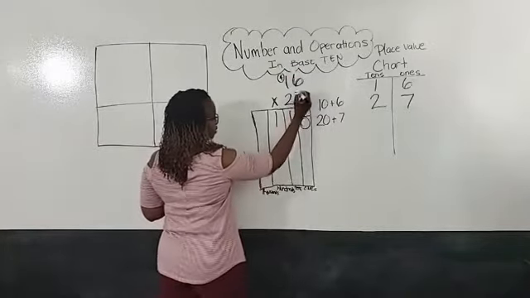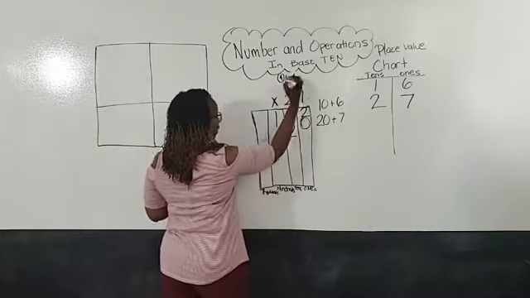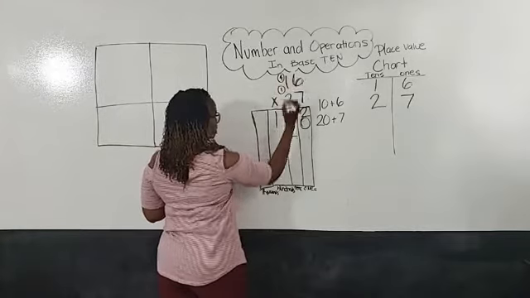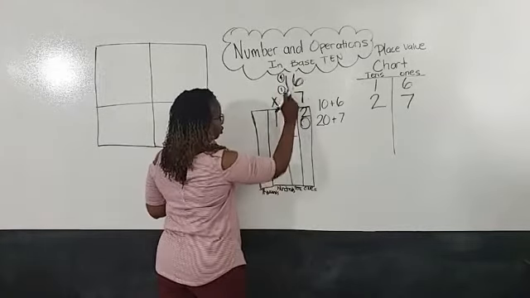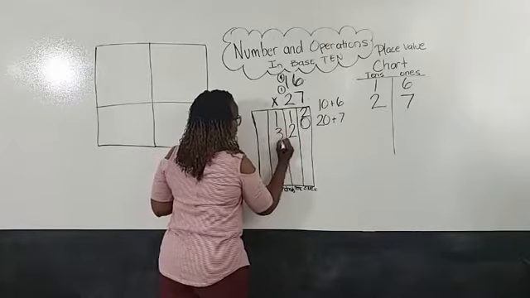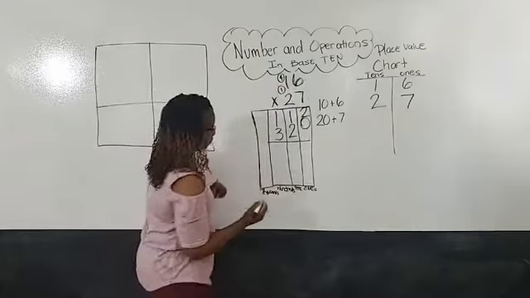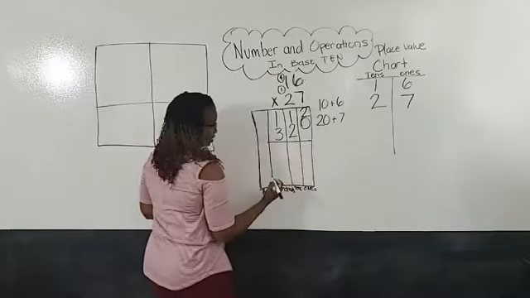I don't multiply anything there. So now I do 2 times 6, which is 12, and I bring my 1 to the tens place. And then I do 2 times 1, which is 2, plus 1, which is 3. And now I can see my numbers. I can see my answer.